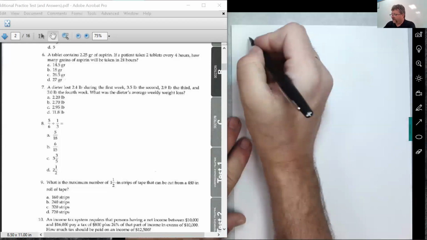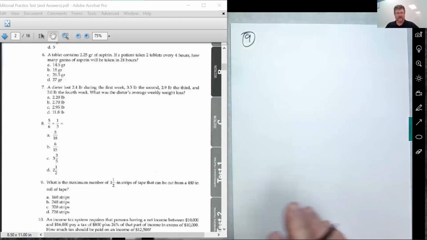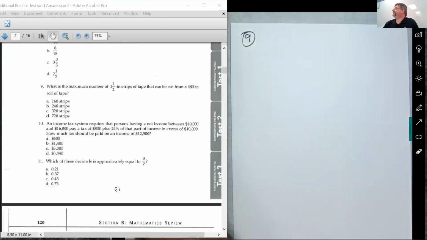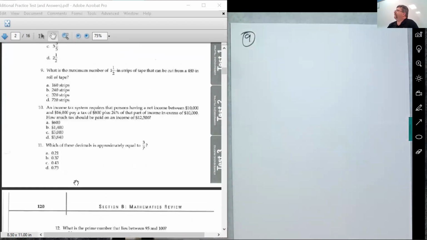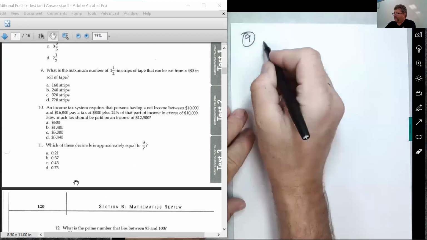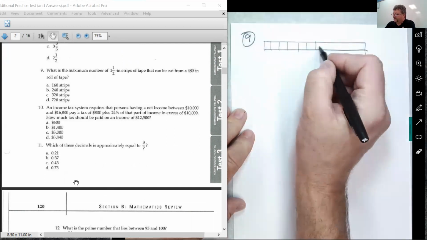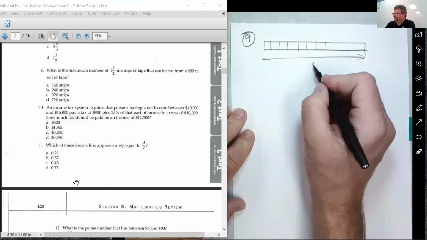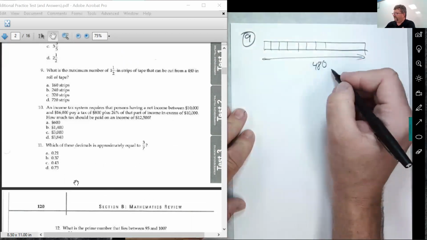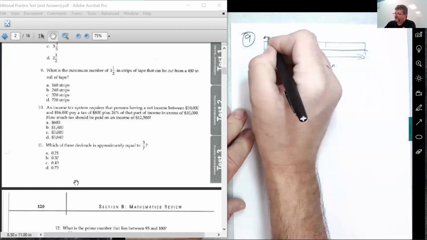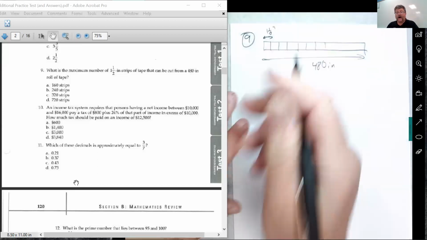Number 9. I'm dating myself. All right. 9. What is the maximum number of 1.5-inch strips of tape that can be cut from a 480-inch roll of tape? So again, I got some big old roll here, and I want to make a bunch of cuts. The whole roll is 480 inches. Each of these little slits is 1 1/2 inch. How many can I get?